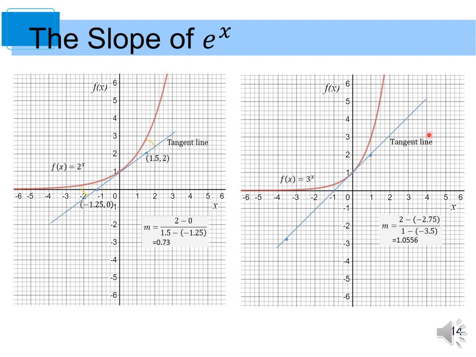For the second graph, the function is 3 to the power x. And I perform the same method. I get 2 points on this tangent line and I use the slope formula. I found that the slope is about 1.0556. It's about 1.1. So you can conclude that when the base increases, the slope also increases.